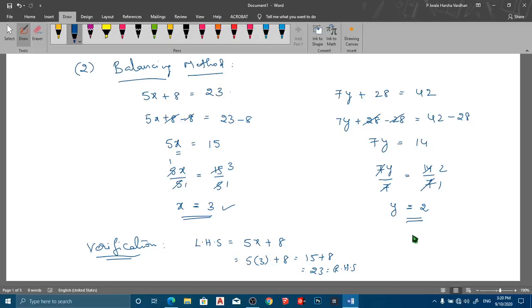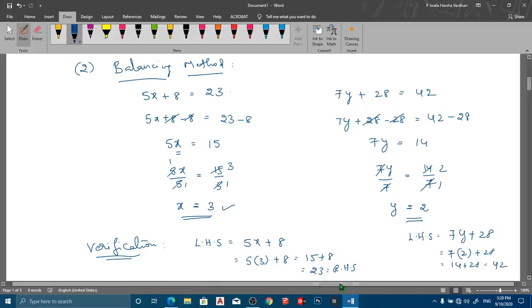Here also you can verify by taking LHS is equal to 7y plus 28. Substitute the value 2 in place of y here. So 14 plus 28 gives 42. So this is equivalent to the RHS value. Therefore, y is equal to 2 is the correct solution of the given equation. This is called the verification of the equation.